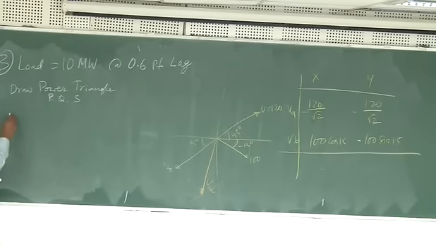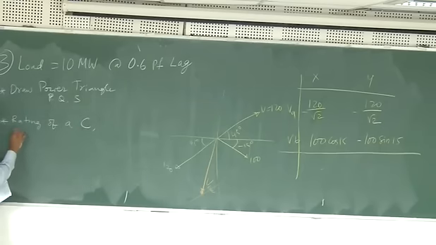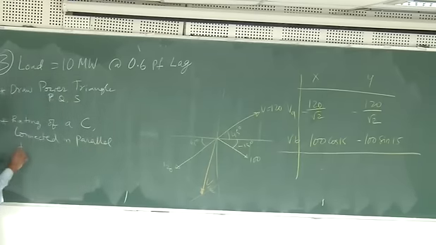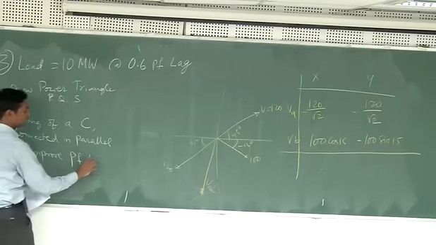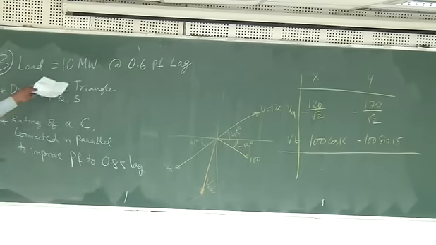Now, this is the first question, and then another question is: what is the rating of the capacitor connected in parallel to improve the power factor to 0.85 lag? So for that load, I want to connect one capacitor and then improve the power factor to 0.85. What is the rating of that capacitor? That is the question.